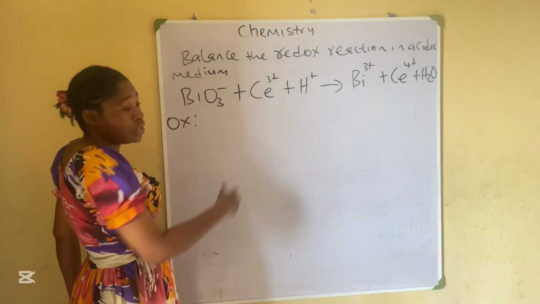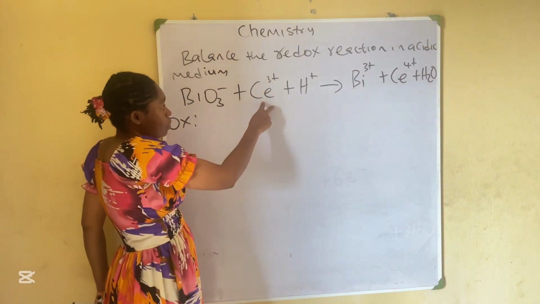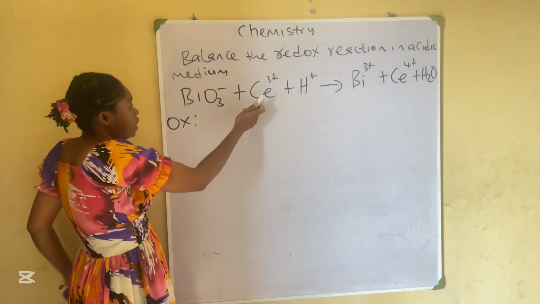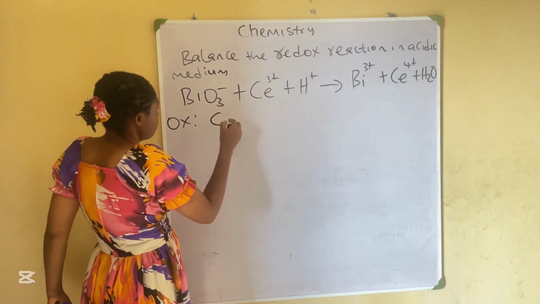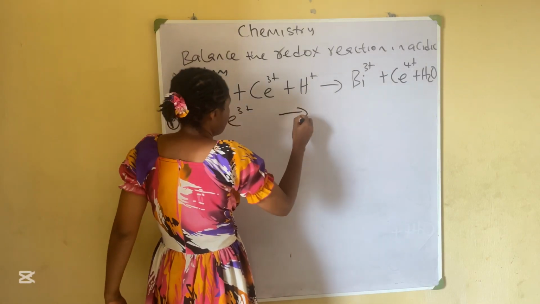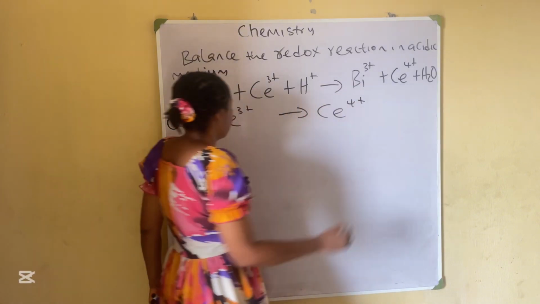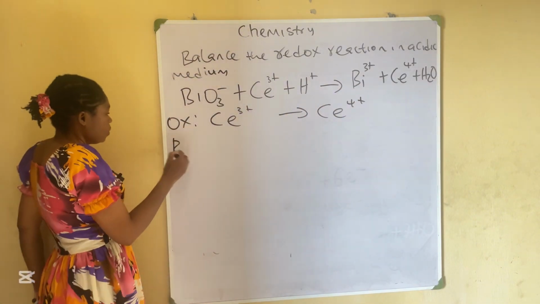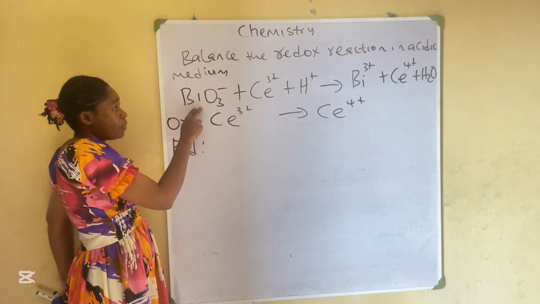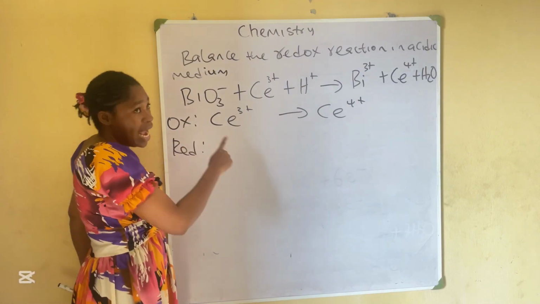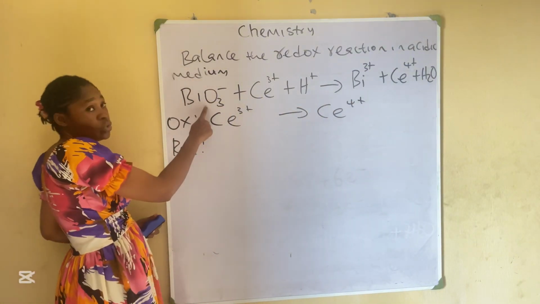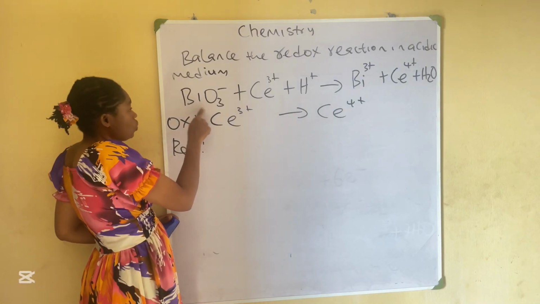So which one is oxidized in this equation? You can see cerium 3 ion to cerium 4 ion. So our reducing agent, or oxidation, is the cerium ion, 3 plus to 4 plus. What of reduction? If you check the oxidation number of this bismuth, here it is plus 5, and here it is plus 3. So this one is reduced. That's the oxidizing agent, or reduction.